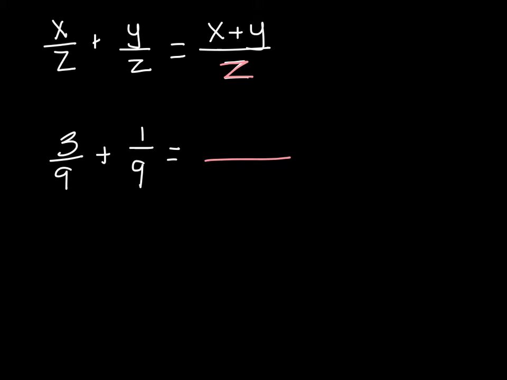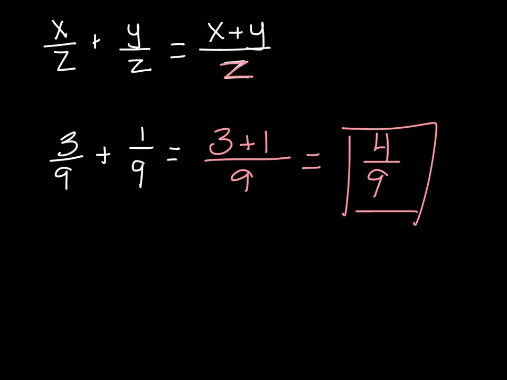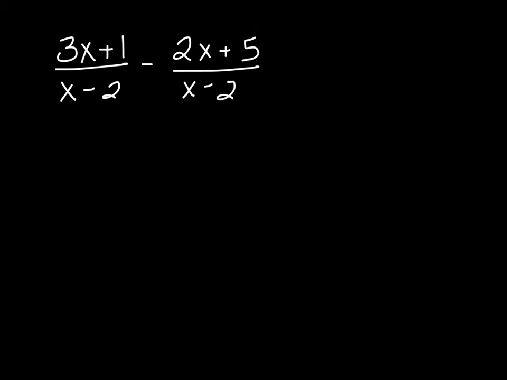So let's try it here. 3/9 plus 1/9, the common denominator is 9. Then I add 3 plus 1, therefore I get 4/9. So adding, pretty basic. We need to be careful when we subtract. When I subtract, I'm looking at that factor and this factor, and I have to subtract them.